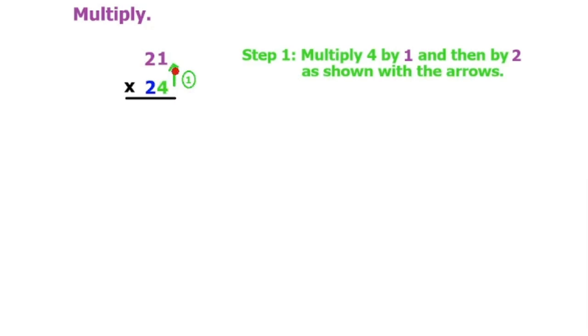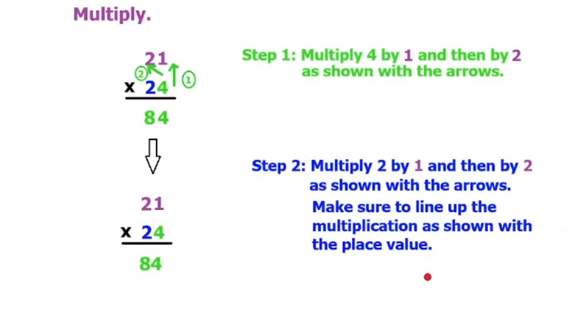So first you multiply 4 times 1 and that equals 4. Then you multiply this 4 times this 2, and that equals 8. So let's put that in. There's the 8. Okay? So you have to remember your place values here, right? So you're multiplying this times this, so this goes in this column. Then you're multiplying this by this, so this answer goes in this column here. Okay?